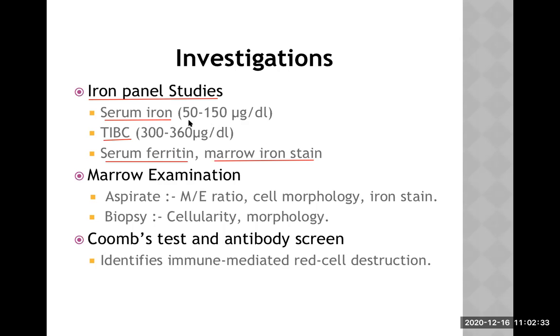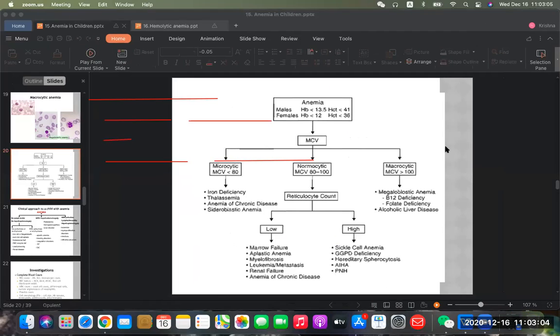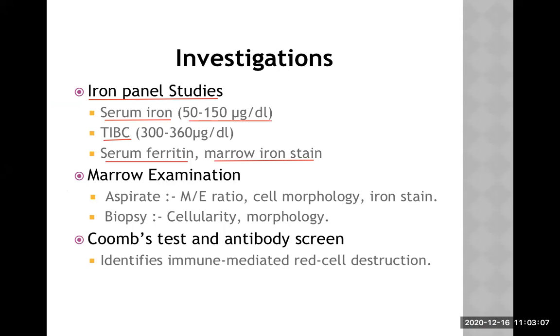For serum iron, the normal value is 50 to 150 micrograms per deciliter. But let me tell you one thing here: don't pressurize yourself to know these normal values. These days, in any investigation report you see, the normal value is written on the side. As a medical student or as a doctor, what is important for me is interpretation. Is it normal or abnormal? And what are the conditions when it is abnormal? That is important, rather than knowing these normal values.